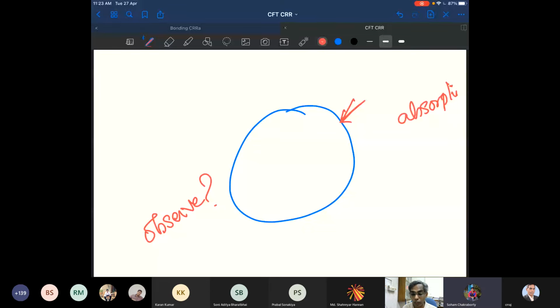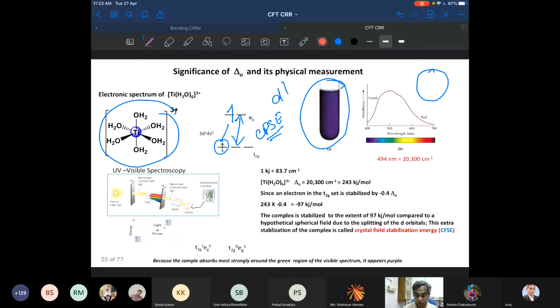What do we call that color? Complementary color. The complementary color is what you see. So now you can see here, this is the energy gap, and this is the spectra that I have drawn here.